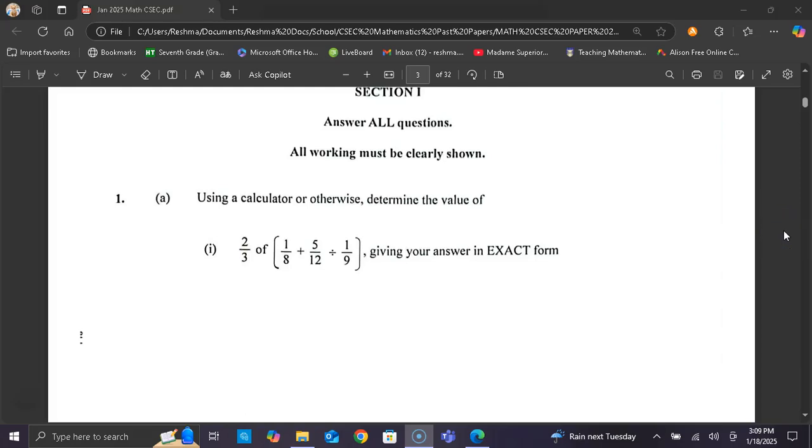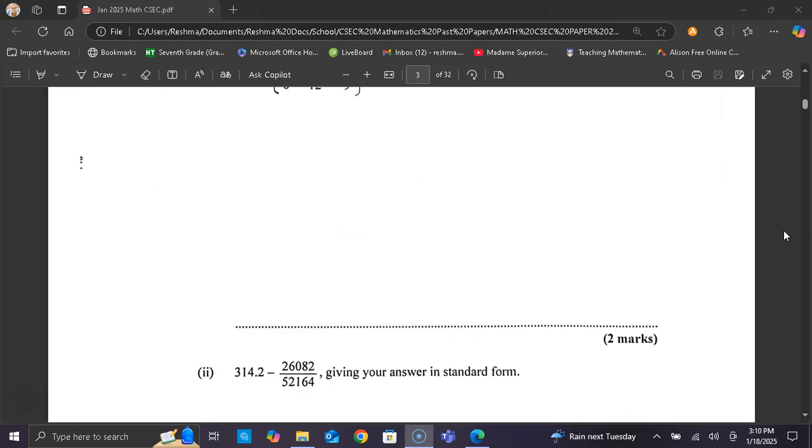Form 5 students who wrote the CSEC Math January 2025 paper, do you think that there is an error in question 1? Well, let's work it out and see. So question 1, part A, using a calculator or otherwise determine the value of part 1, 2/3 of (1/8 plus 5/12 divided by 1/9), given your answer in exact form, and this is worth 2 marks.